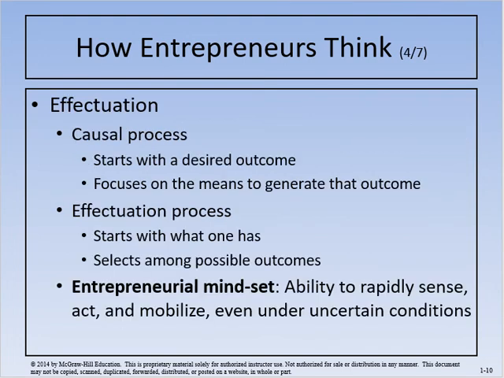Next is effectuation, where as an entrepreneur, you need to be more cooperative, especially with your business stakeholders, such as your customers or investors. This is very important for you to achieve the organization's desired outcome. Basically, effectuation has three processes. The first one is the causal process. The causal process starts with a desired outcome and focuses on the means to generate that particular outcome.